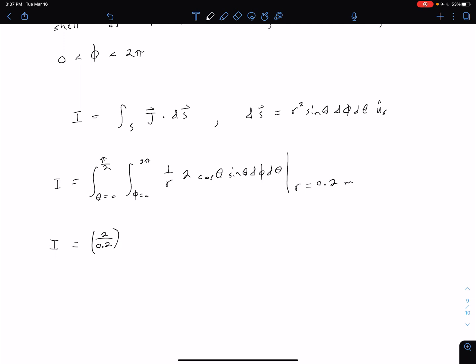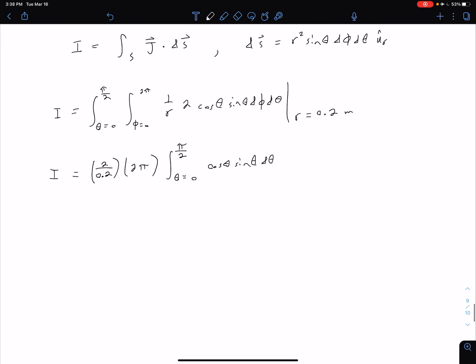For the integral over phi, we see we have no phi dependence in the integrand, so the integral of phi evaluated from 0 to 2 pi is just 2 pi. Now we're left with just the integral of theta, with theta going from 0 to pi halves of cosine theta sine theta d theta.